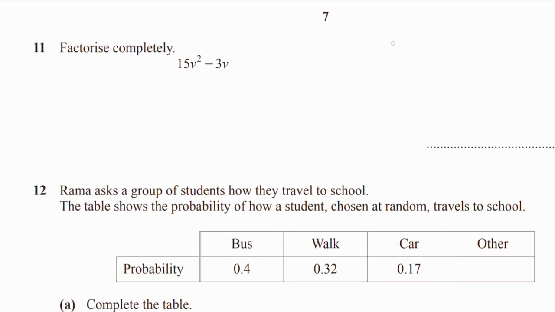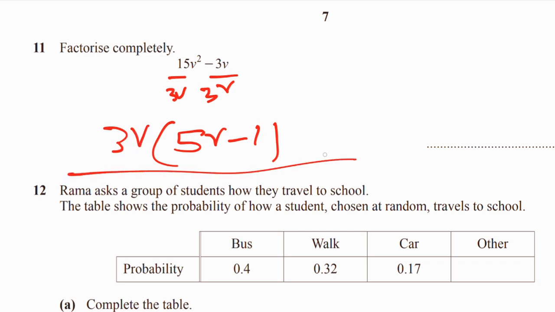Factorize completely, so find the factors of these. What we have is 3b as a common factor from both. So when we divide by 3b, we get 5b, and here 1. 3b is the common factor. So this is the factor done. The next question. Okay, 3b(5b minus 1).